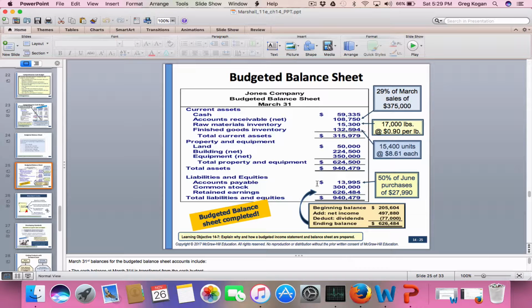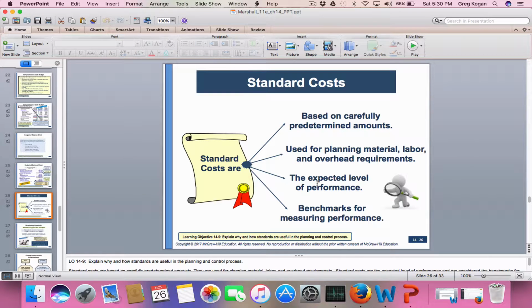You come up with a budgeted balance sheet, and all that really means is, where do the accounts fall out from your income statement? Where does that remain? Is it going into assets? Is it going into cash? This is really what a budget is, and that's all we're really talking about in this chapter.